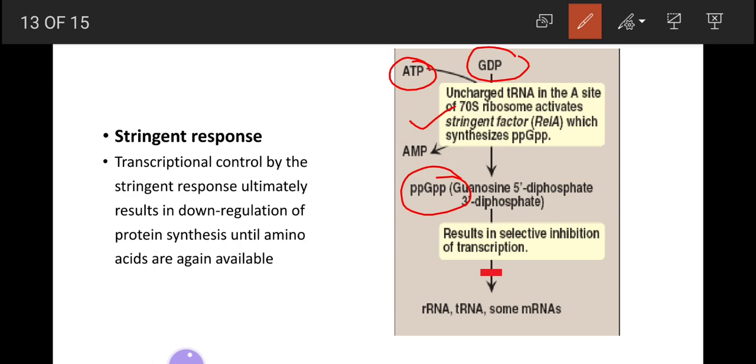Guanosine tetraphosphate binds to the RNA polymerase and alters the promoter selection through the use of different sigma factors of the polymerase enzyme.